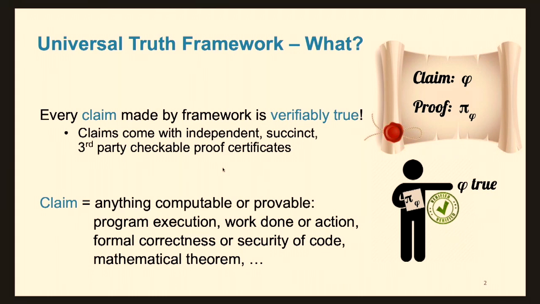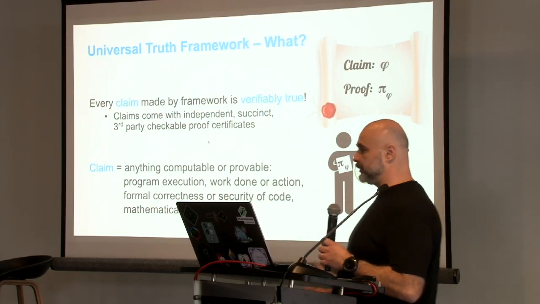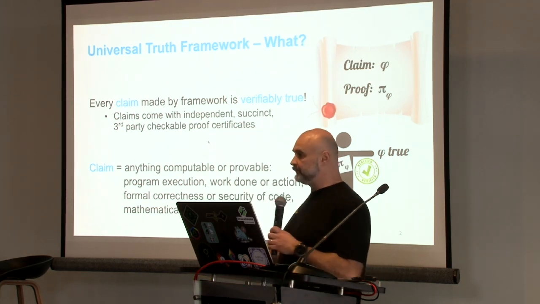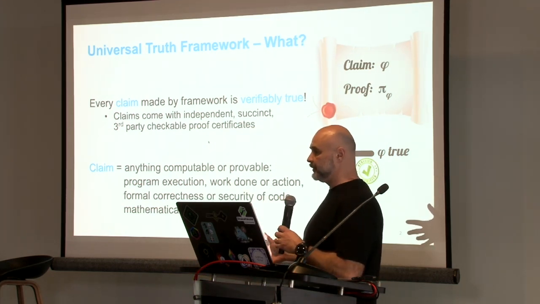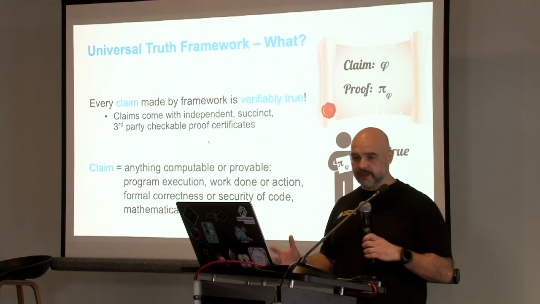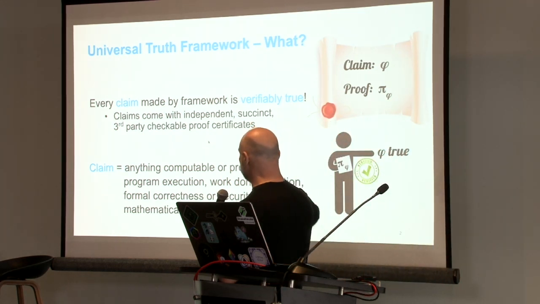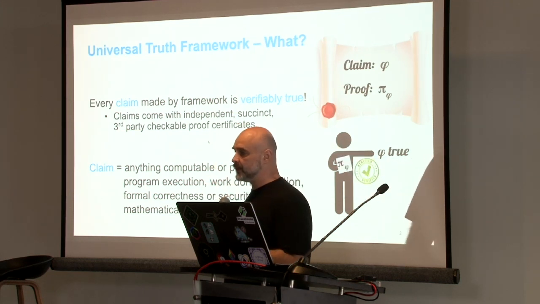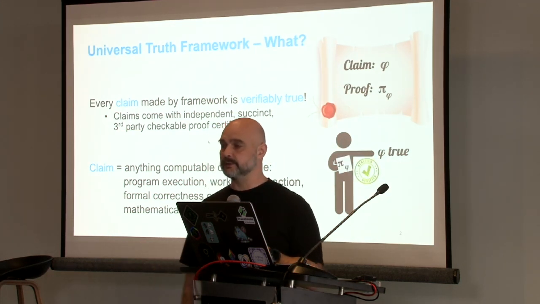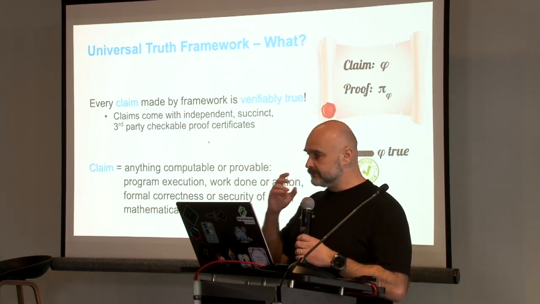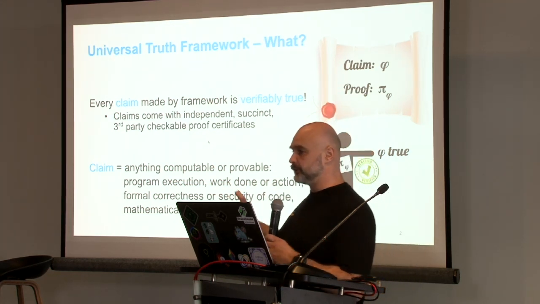When you say that this token is an ERC20, that's a claim. When you say that this program, this smart contract, is secure, that's a claim. When you say that Fermat's theorem holds, so a mathematical theorem, that's a claim as well. All these claims in this universal truth framework are going to come with proofs that can be checked independently and efficiently. And the proofs will be very small, succinct. Okay, so that's the vision. That's where we want to take all this technology to.